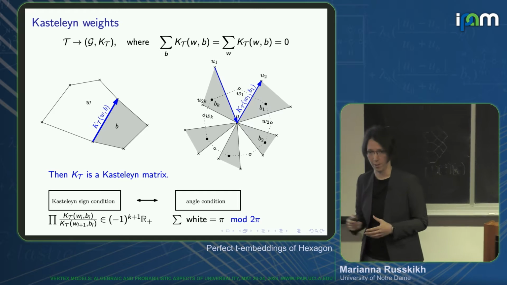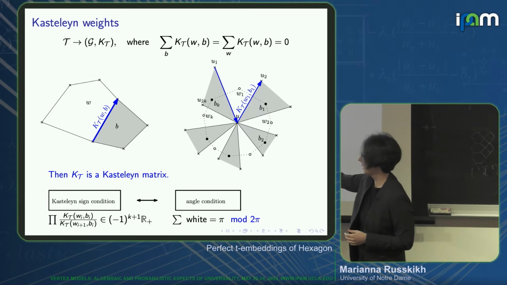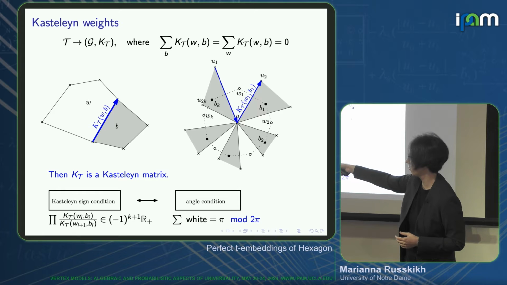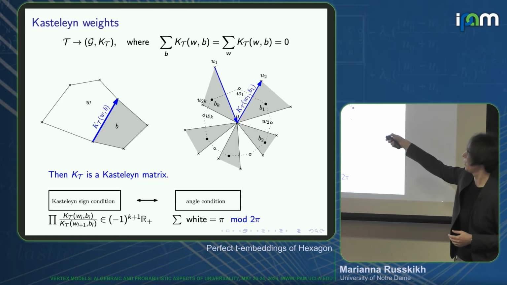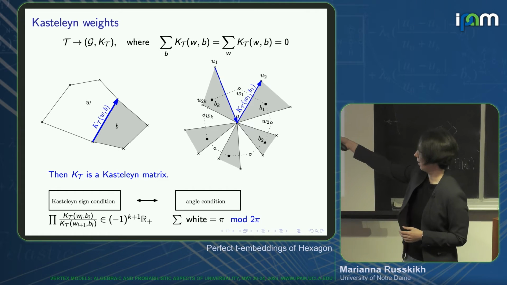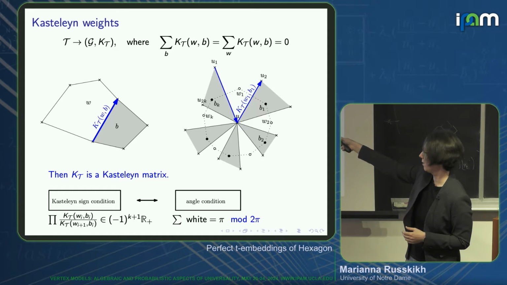OK, what else do we know about the t-embedding? Note that since it is an embedding, the sum of those vectors around each vertex is equal to 0. So we have an additional condition on our Kästlin weights: around each black and white vertex, the sum of the corresponding Kästlin weights is equal to 0.